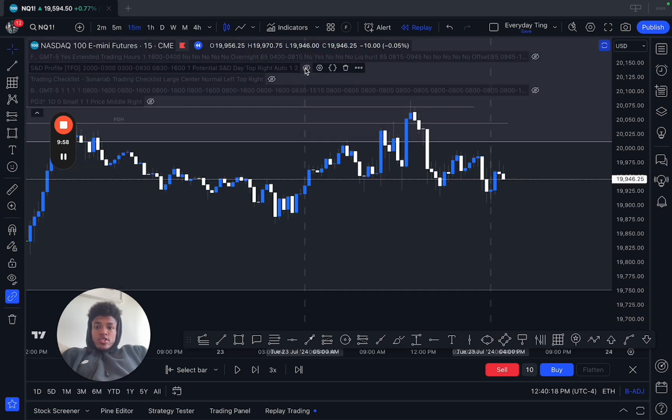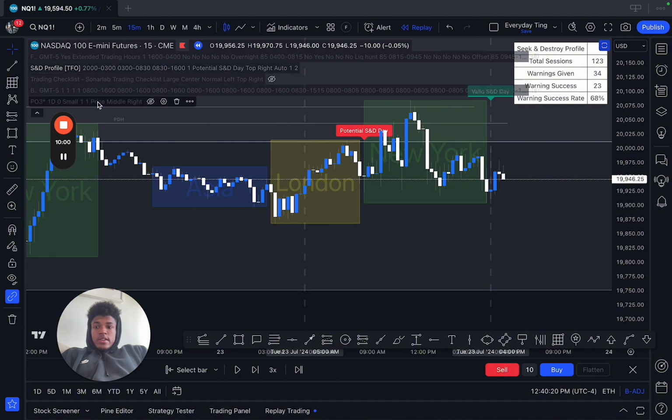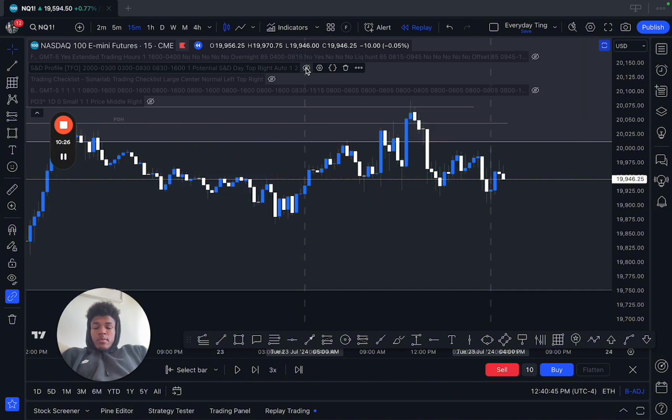So I have an indicator that shows me basically if we're going to have a seek and destroy day, with Asia liquidity here and London liquidity there. It's going to show me where the liquidity is, because that's where I want to be targeting. When we have London take both sides of Asia, that sets up a potential seek and destroy day. So this alerts me and lets me know that we could be looking for a potential seek and destroy day that could happen in the market.